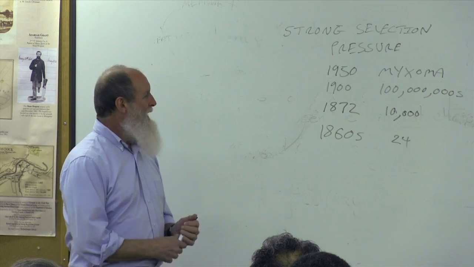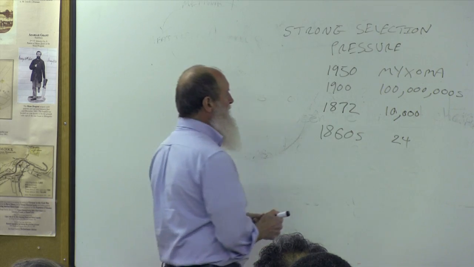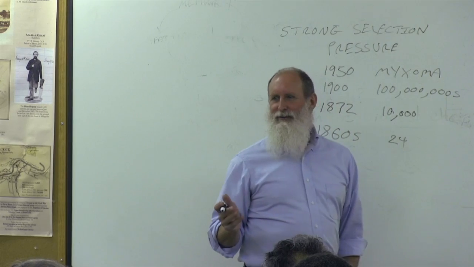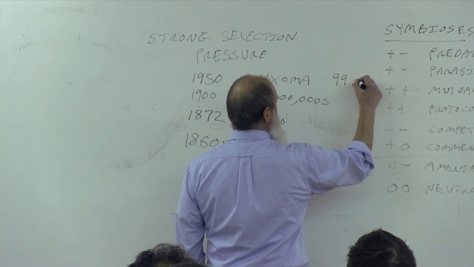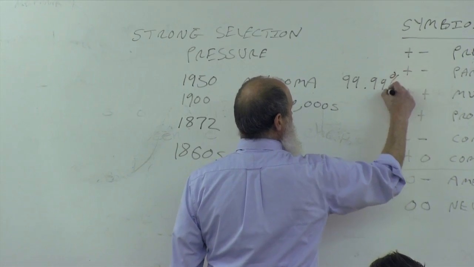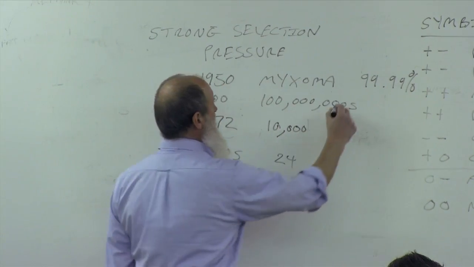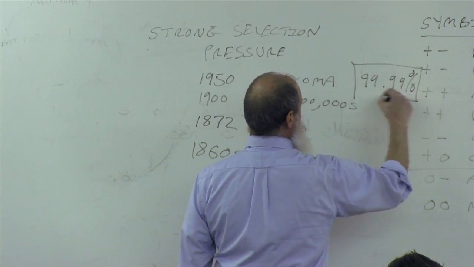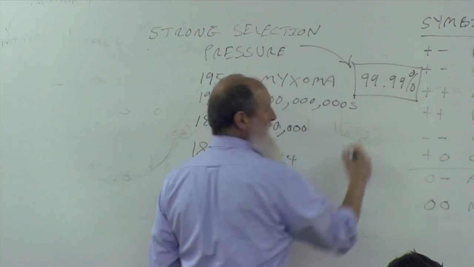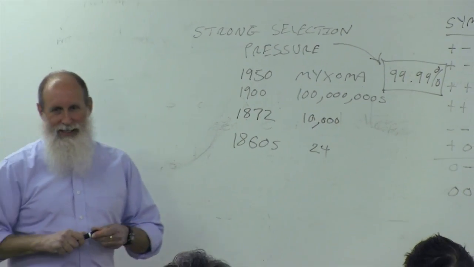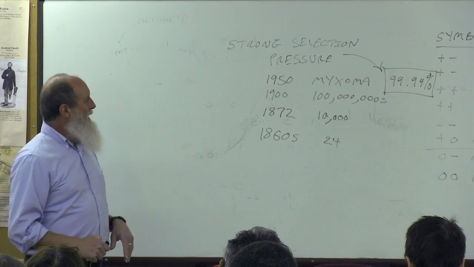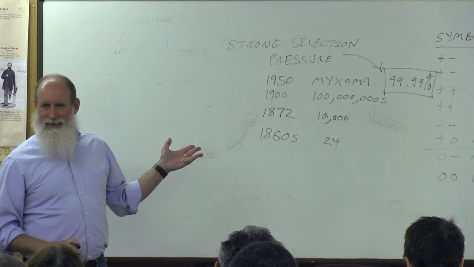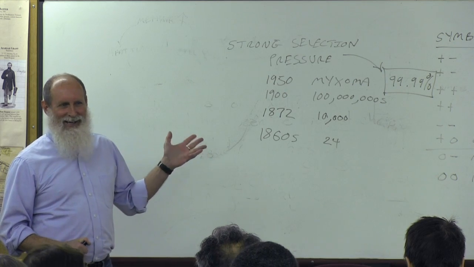They released them, and within months, there were dead rabbits everywhere. In fact, it's estimated that the mortality rate was 99.99%. And that is what a really strong selection pressure is. When you take that much out of the population, you've really reduced it dramatically. It's a very strong selection pressure. Now, is that the end of the story, do you think? No. Why is that not the end of the story?